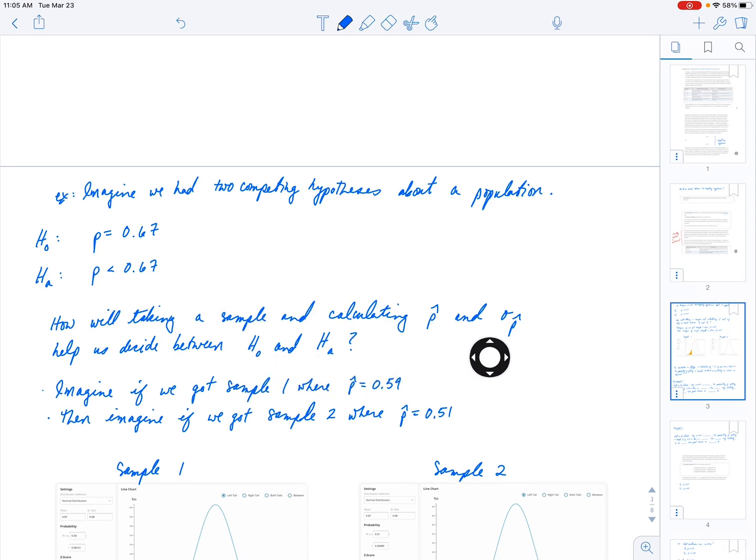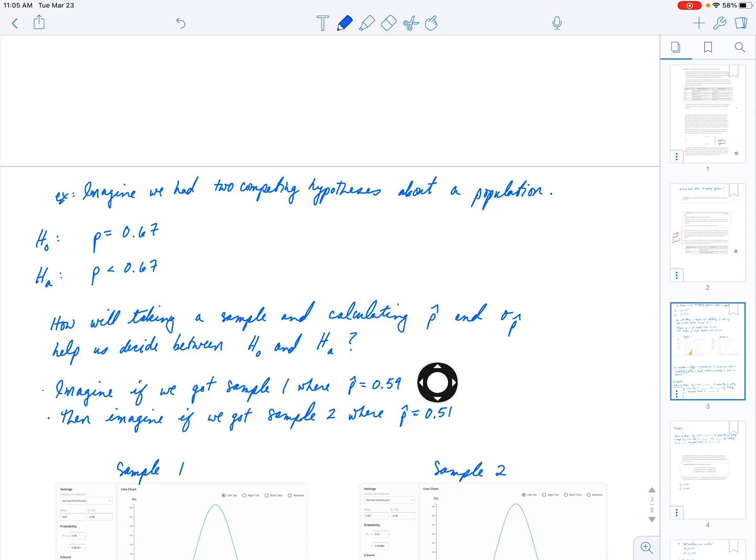So imagine this. Remember, we're trying to decide which of these two we have evidence for. Let me be careful with that. You never have evidence to support the null. So the only options are either you reject the null and go with this, or you fail to reject the null. Now, if you fail to reject the null, that doesn't mean that it's true. It just means that you don't have evidence to reject it. Okay?